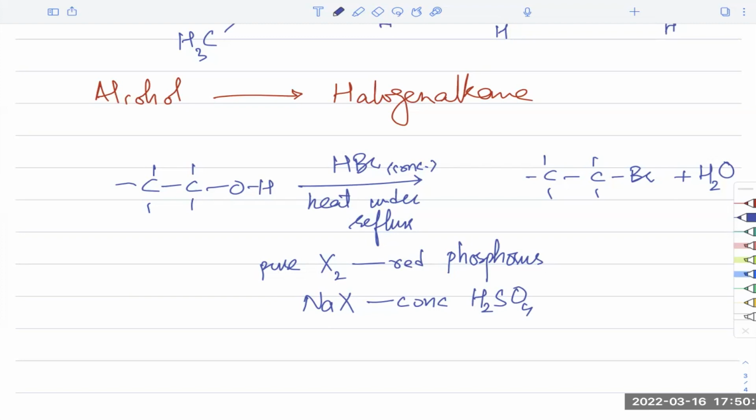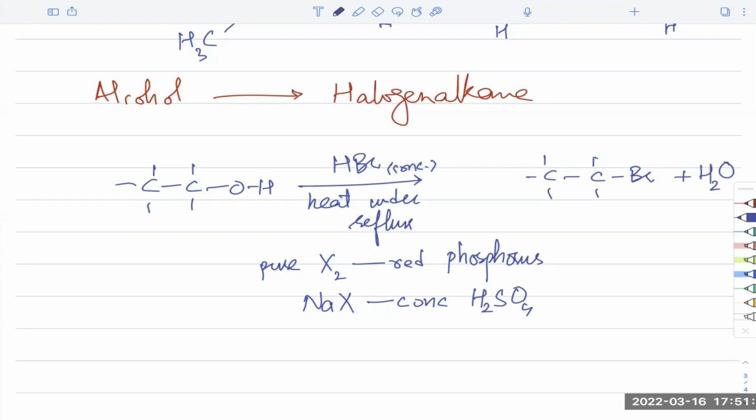But if you're using pure element, then because pure elements do not have polar bond, it's not that easy to make nucleophile for them. So to do that, we use a catalyst. And for that, we use a red phosphorus. If you have sodium salts, then you use concentrated sulfuric acid, and that can also produce the same thing.